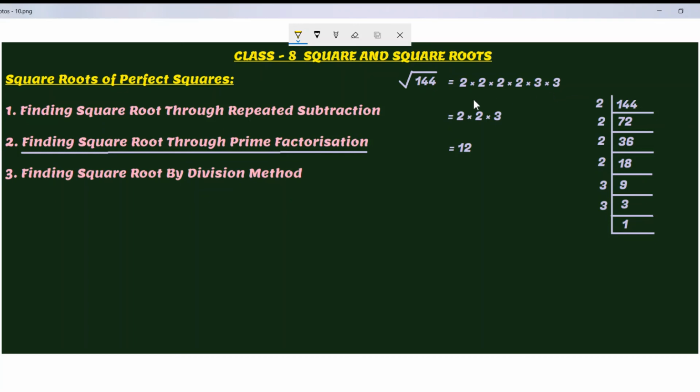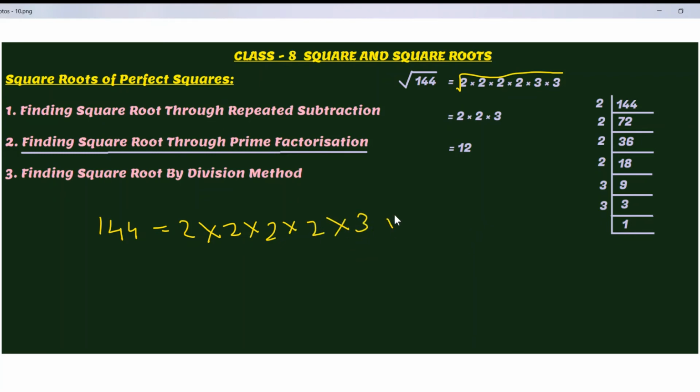Then we need to find, this is not a square, so we have to write it like this. 144 is equivalent to 2 into 2 into 2 into 2 into 3 into 3. After writing the prime numbers, now you have to check them, and group the prime numbers so that each group has two identical numbers. Here there are 4 2's, so I have grouped 2 groups of 2 and 1 group of 3.